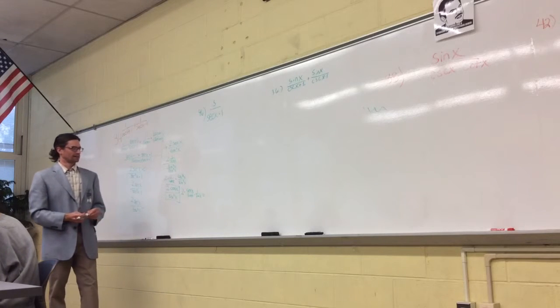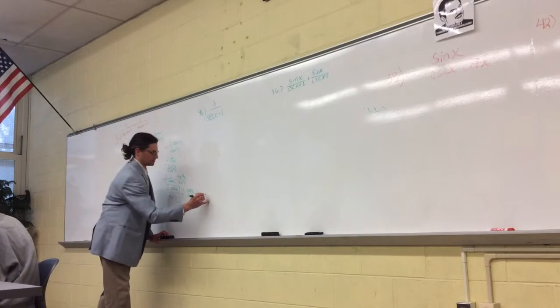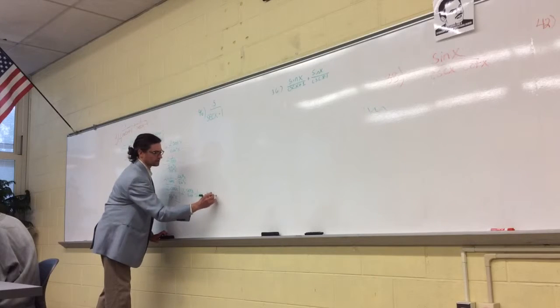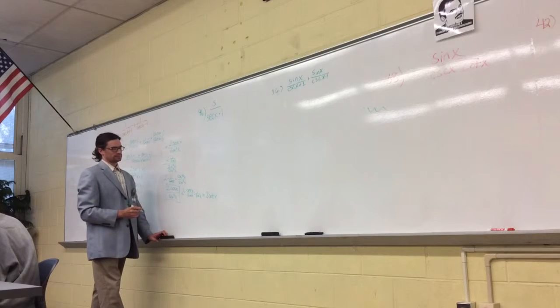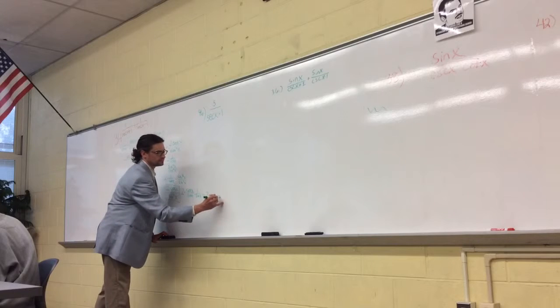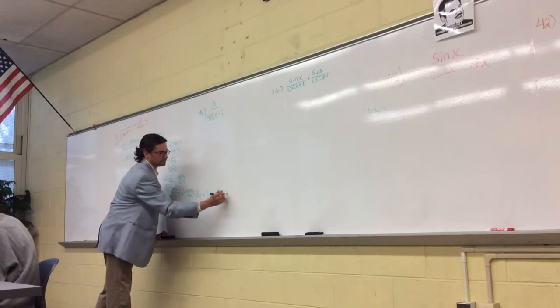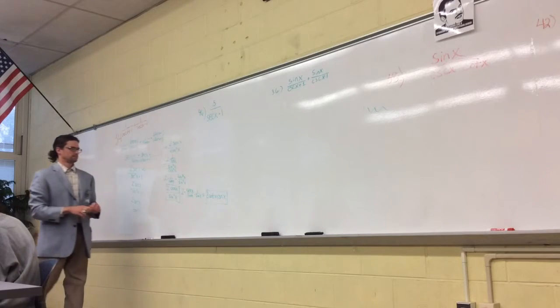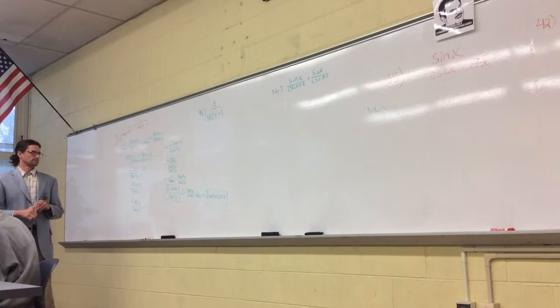What's cosine over sine? Cotangent. So we have 2 cotangent, and what's 1 over sine? Cosecant. Dang. That went super far. It did go super far.